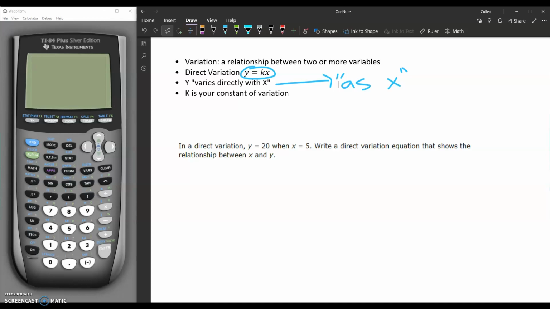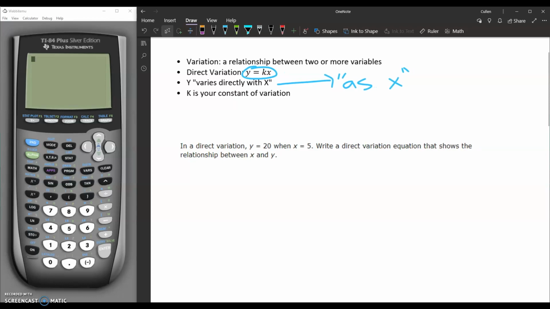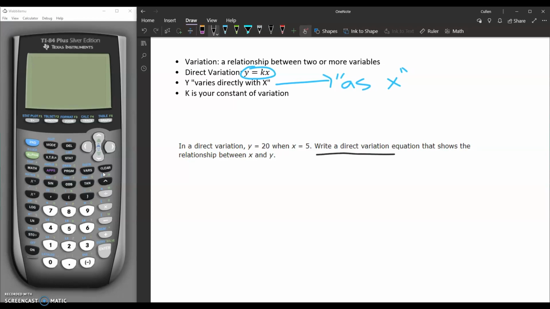Okay. So what I want to show you guys now is how you would do these problems that have to do with variation. So let's talk about just this first one. And these are copied and pasted from the IXL that I'm going to have you guys do about this today. It says in a direct variation, y equals 20 when x is 5, and it wants you to write a direct variation equation. So all that's going to tell us is to write the equation. We're not going to have to use it to solve for anything, which we will do later, but it just wants us to write out this relationship.